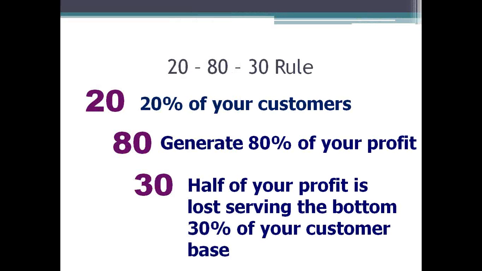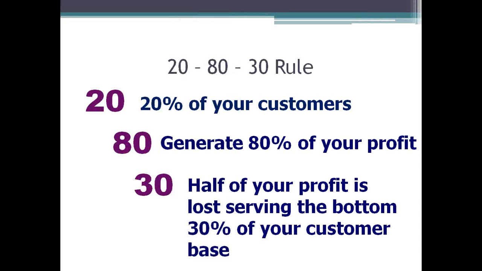What does this translate to? Customer retention is where your money is at. Generating leads is important, and generating customers, but maintaining them as a customer and client is much more important than just getting them to buy for the first time.